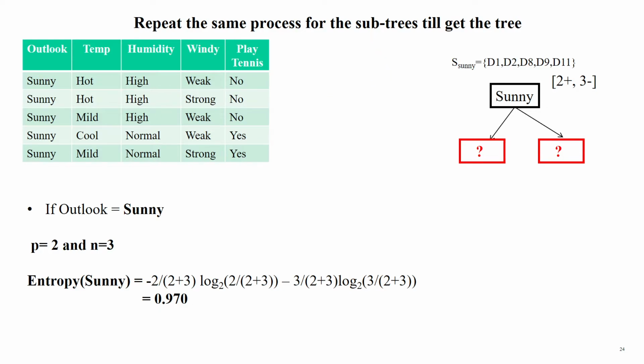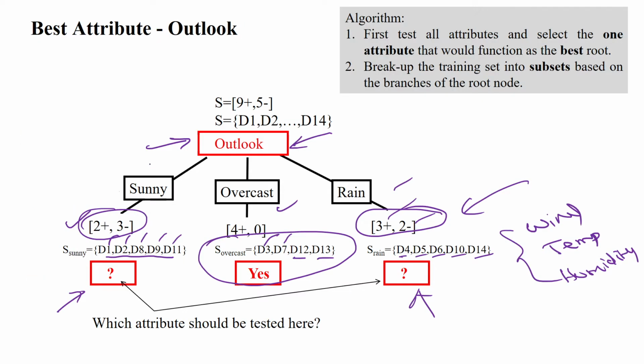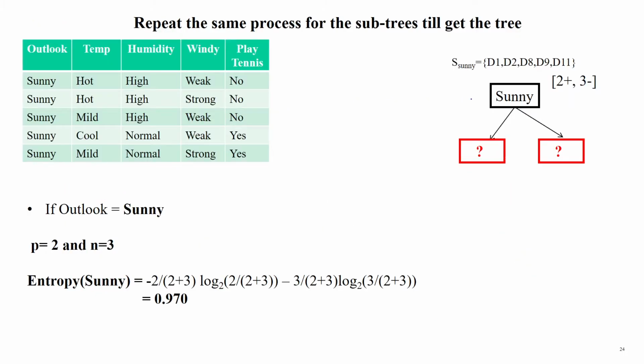We are taking the first subtree with value sunny. So we are taking the outlook equal to sunny. Here we are having five samples. So these are the five samples. Here three are negative, two are positive. So here which attribute will give you more information gain?